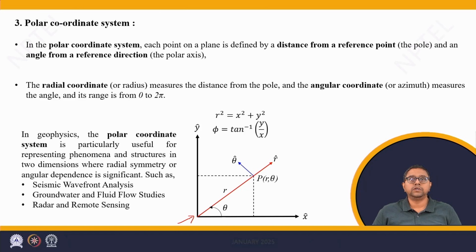This diagram shows the polar coordinate system and the associated notations. Suitable for vector quantities, the position vector in the polar coordinate system is represented as P. r, theta are the coordinates for this point P. Now r is the distance from the origin, and theta is the angle from the x-axis.